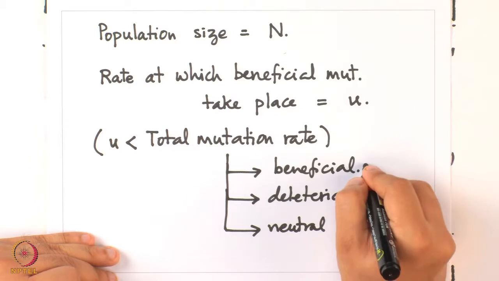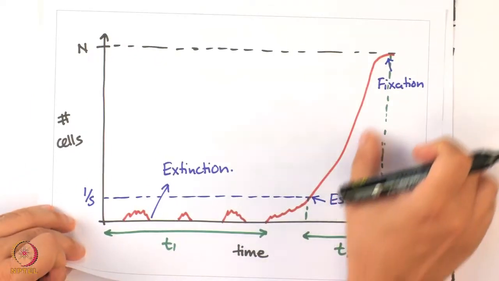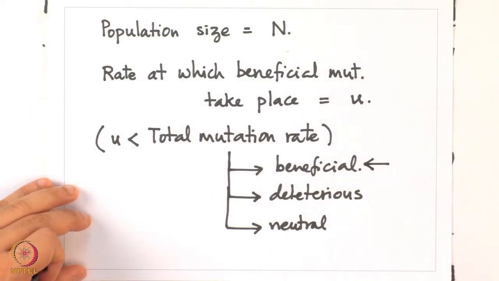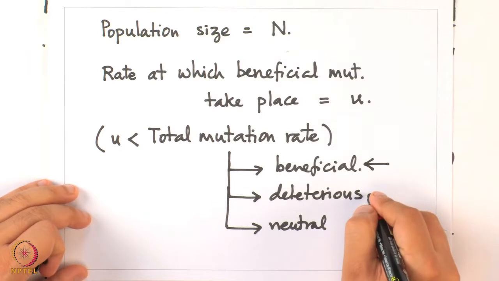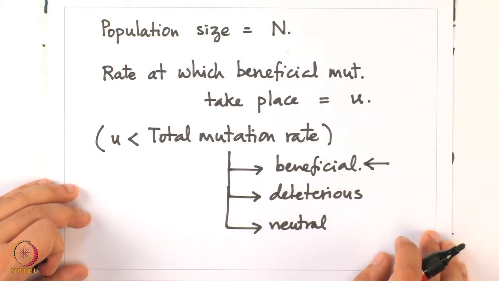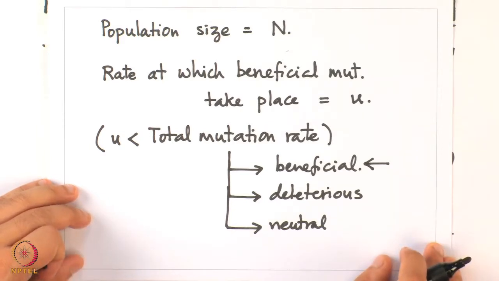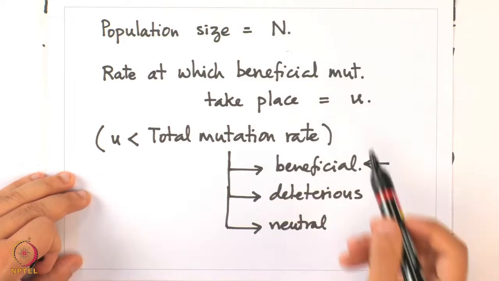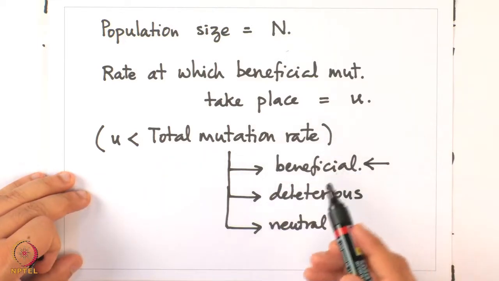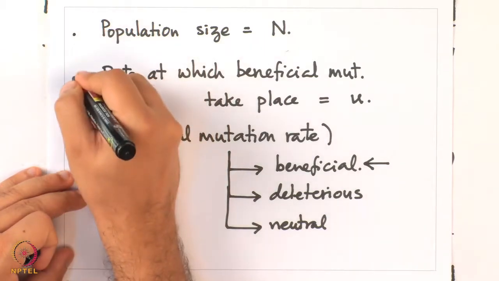So, we are only interested in beneficial mutations because those are the mutations which are going to get acted upon by selection leading to fixation. Deleterious mutations are going to be acted against by selection, and these will be removed from the population very rapidly, and we are not going to be discussing neutral mutations in our model. So, the rate at which beneficial mutation takes place is equal to mu, which is less than the total mutation rate associated with the population.